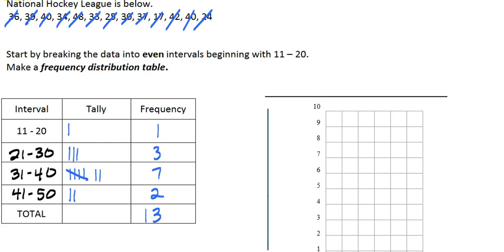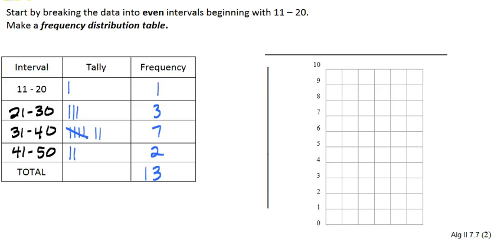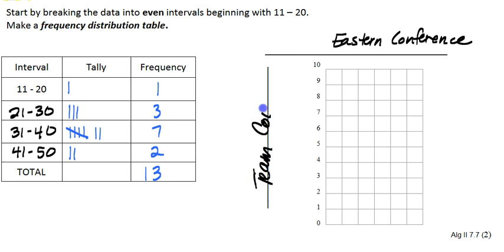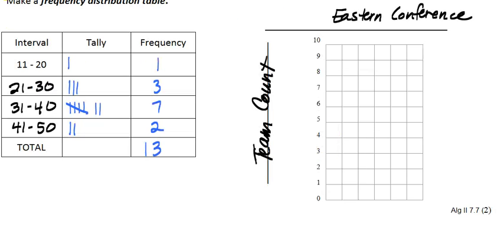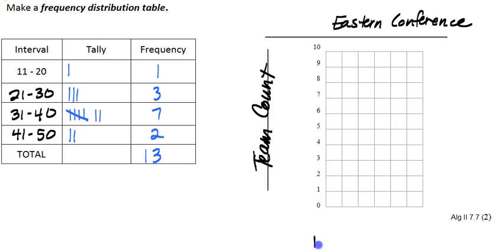Now we'll make our histogram. For your histogram, you always want a title. In this situation, we're working with the Eastern Conference. On the side, I'm going to write what those numbers represent. In this situation, these represent the count of teams that fell into each interval, and my intervals are the number of games won.